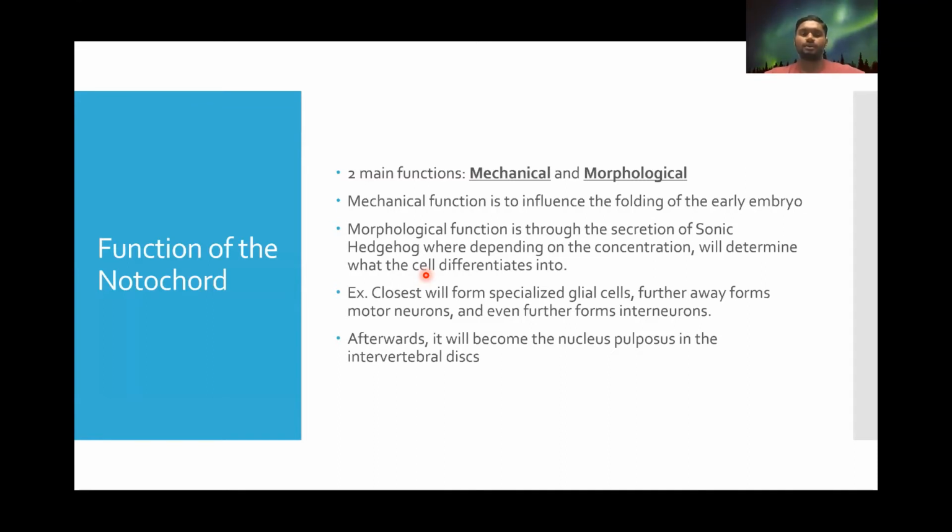So from that analogy, we can make the association that there's a correlation between the concentration and the distance from the origin. Now, in this example, Sonic Hedgehog is going to be the dye, and the notochord will be the origin. So it is the distance from the notochord which will determine what the cells become. So cells closest to the notochord will become specialized glial cells. A little bit further away, they'll become motor neurons, and then even further away, they'll become interneurons.